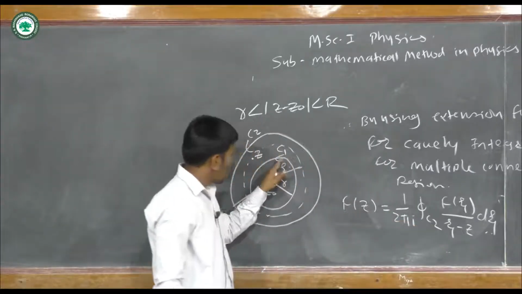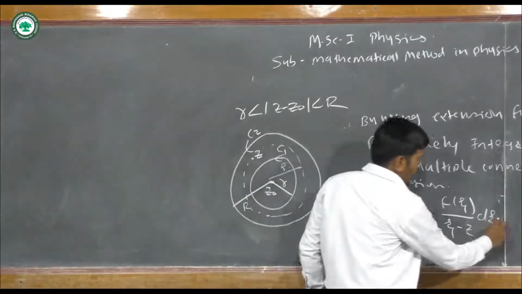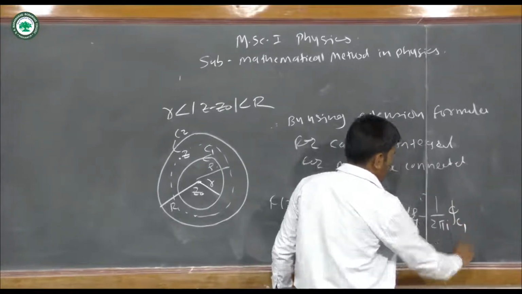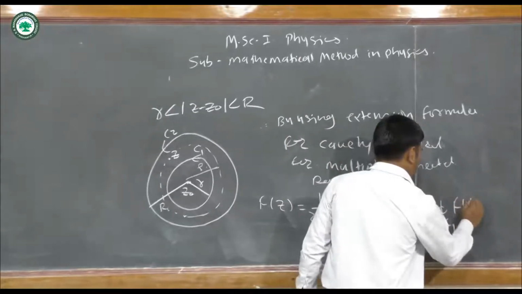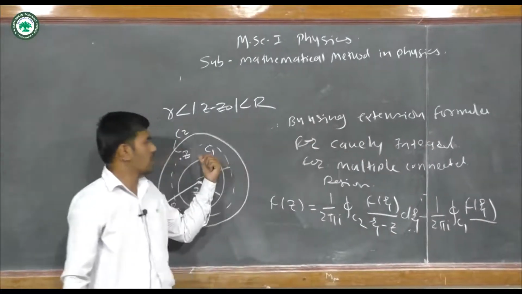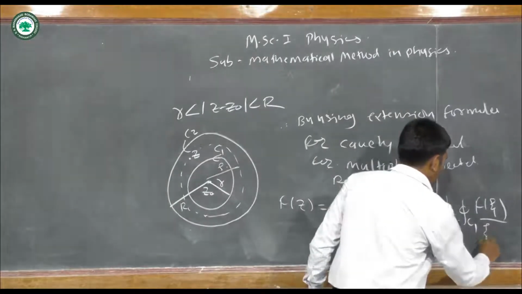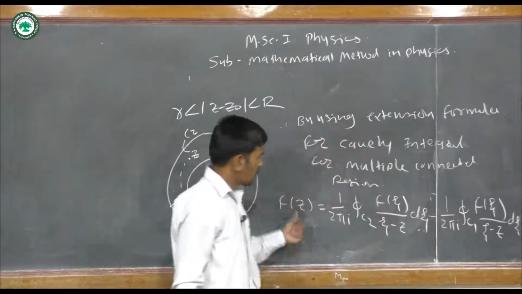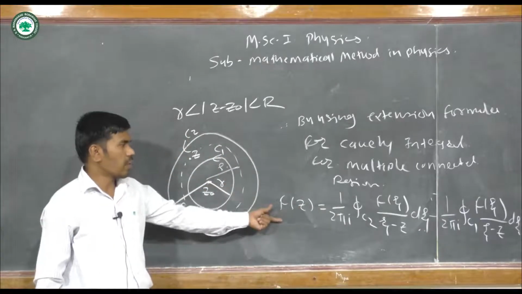Now if I apply the formula for C1, it is minus 1 by 2 pi i, closed integral over C1, f of psi divided by psi minus z d psi, where psi is on C1. So this is the expression for f of z.